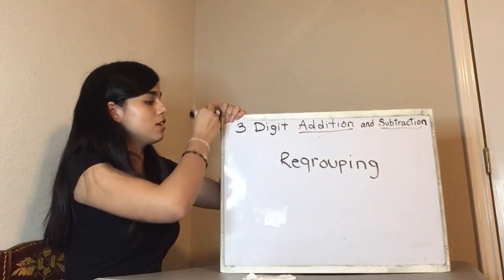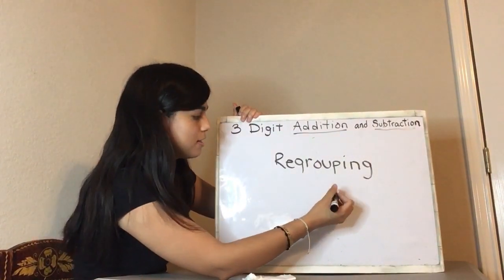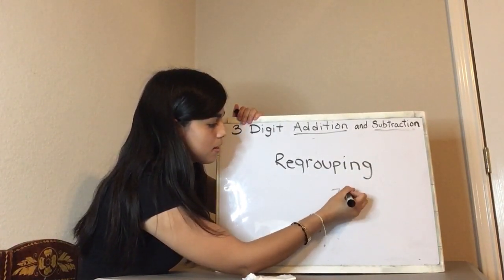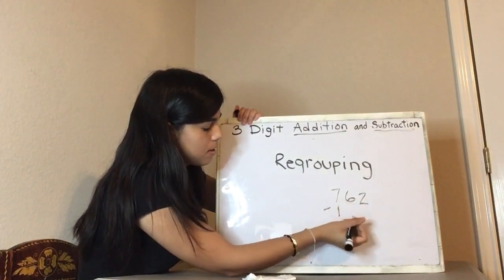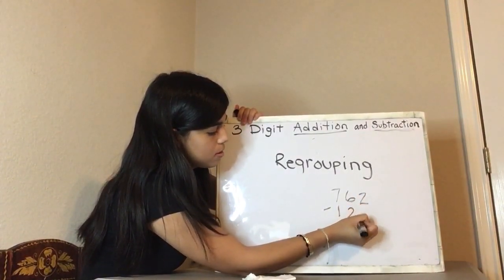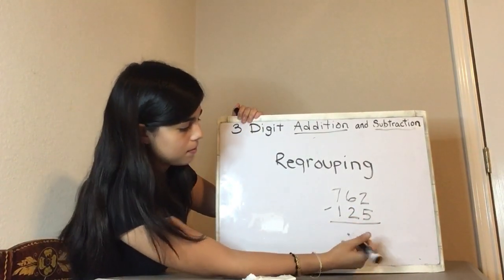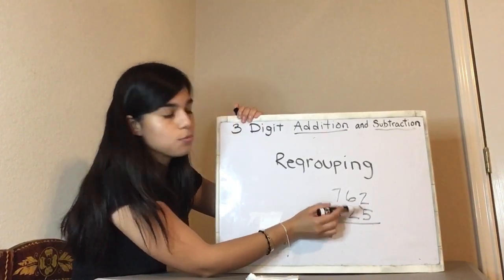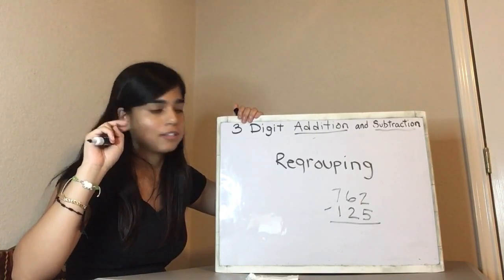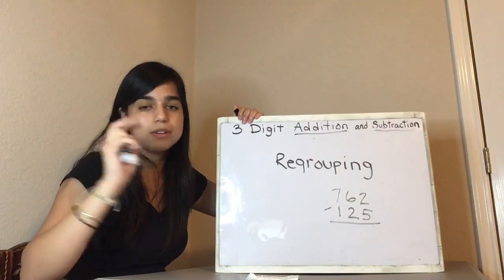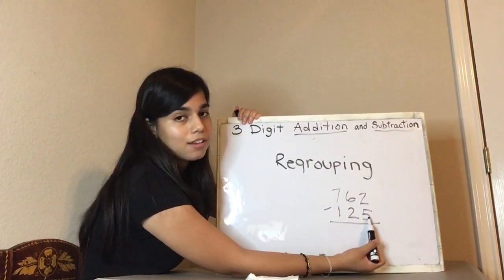All right, let's look at this subtraction problem. 762 minus 125. Okay, all right. 2 minus 5, you have 2. Can you take away 5? Nope, because you only have 2. You can't take away 5. Plus, the number on top, the 2, is smaller than the number on the bottom.